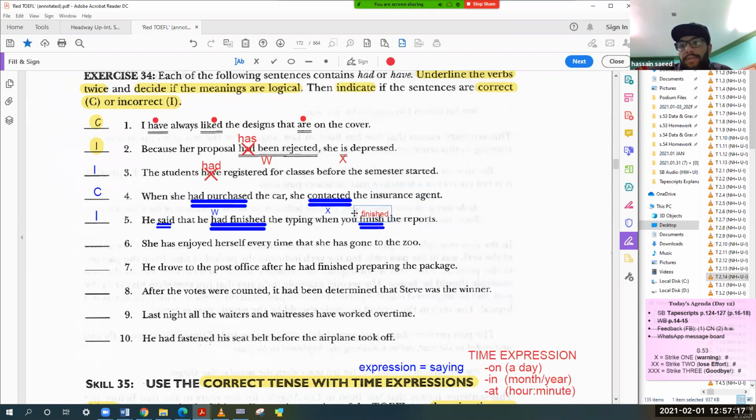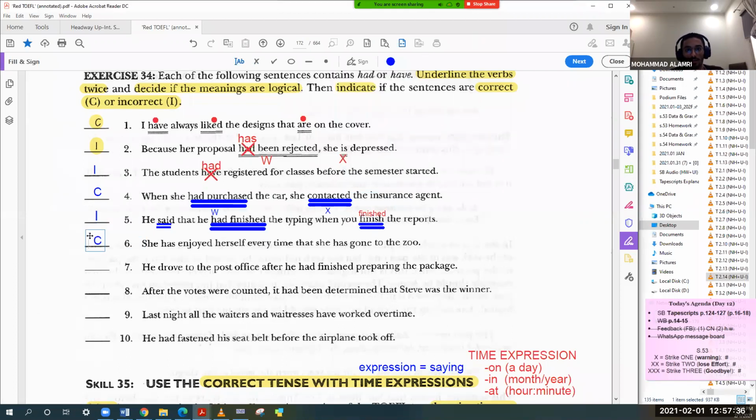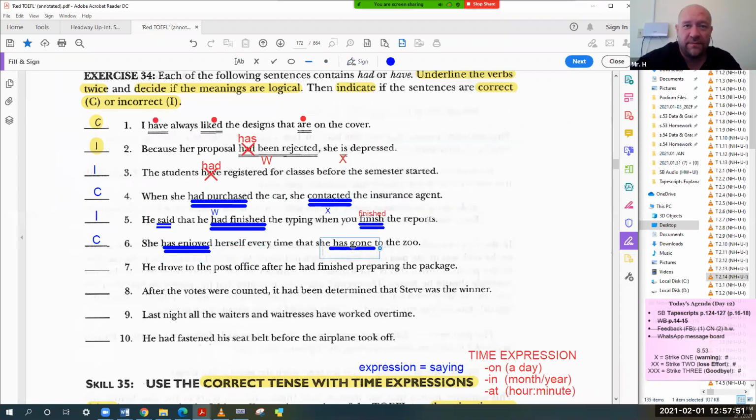Okay, good point. Mr. Al-Amri, what about number 6? Yeah, number 6, it's correct. She has enjoyed, has is present, enjoyed is past tense, herself every time that she has gone. It's also present, so it's correct. Exactly. Has enjoyed, it's W. Every time that she has gone.